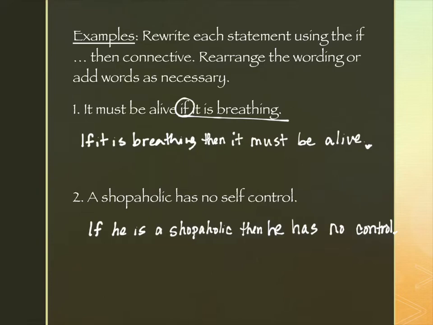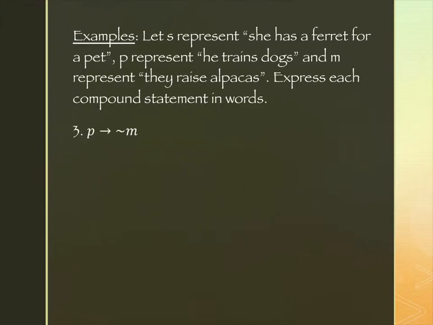Just like we did with conjunctions and disjunctions, we want to be able to go back and forth between the words and the symbols. So our next couple of examples are practice doing just that. So our statements are, P represents he trains dogs, okay? And M represents they raise alpacas. Random statements. It doesn't matter what the statements are, okay? MyMathLab's going to give you some other kind of random statements, and they're going to put them together. And it wants you to express the compound statement, P implies tilde M, in words.